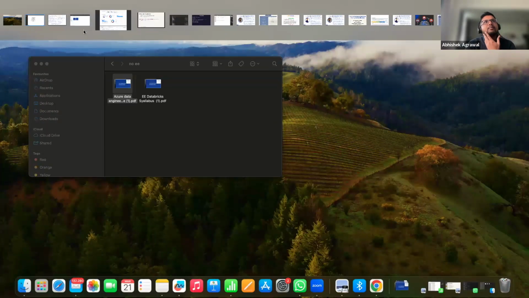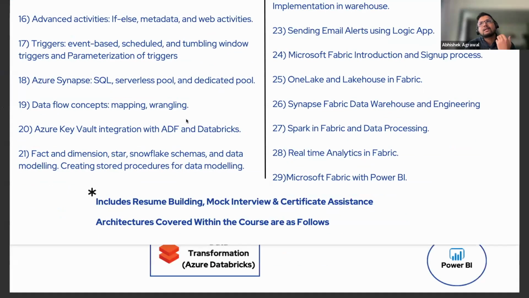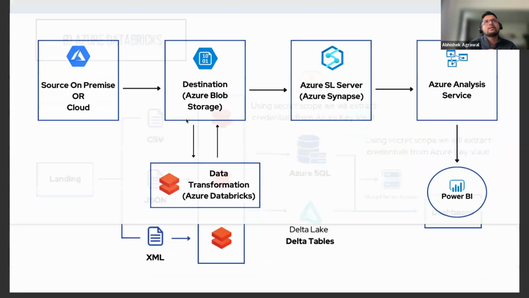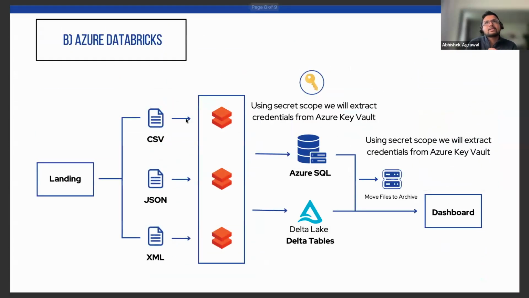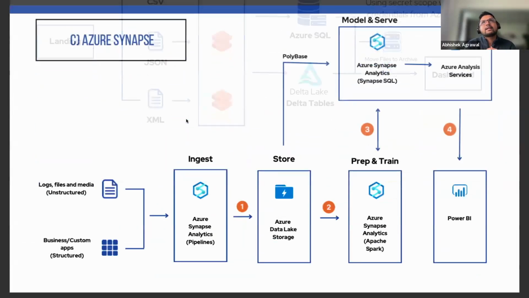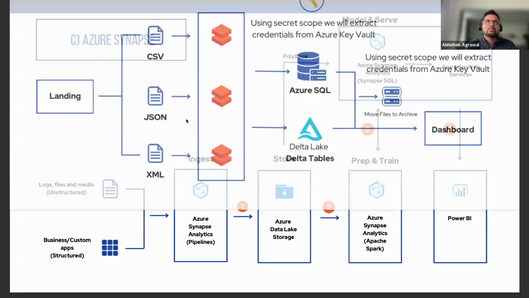And then from the architecture standpoint, we will cover three architectures. This is the first architecture, which is implemented using Azure Data Factory. This is the second architecture, which we will implement using Azure Databricks, right? And this is the third architecture, which we will implement using Synapse Analytics, right? These are the three architectures which we will implement during the whole course curriculum.